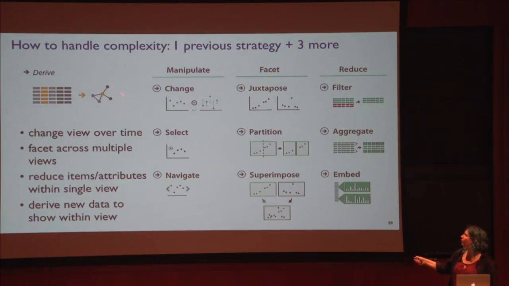We've already heard about one strategy for handling complexity, which is deriving new data to show. But there are really three more major strategies for handling complexity. And one is, generally speaking, interaction. Some way, any way, to change the view over time. And that, in some ways, is the obvious way, and we'll be talking a bit about the less obvious ways and why we might sometimes choose them instead, which is to facet your data across multiple views, or within a single view to reduce the amount of stuff you're showing, either by reducing the number of items or reducing the number of attributes. So we'll be walking through these four ways of handling that. In fact, we've already talked quite a bit about the deriving way.